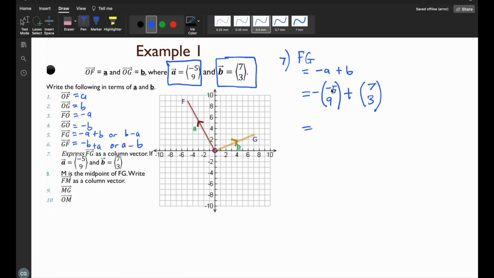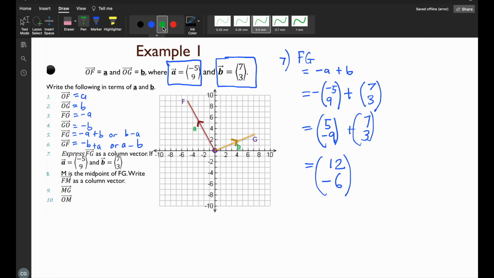So negative 1 times negative 5 gives us positive 5. And then negative 9. And we're going to add to that the 7 and the 3. So 5 plus 7 is 12. Negative 9 plus 3 is negative 6. So then this here is my expression for FG: 12, negative 6.